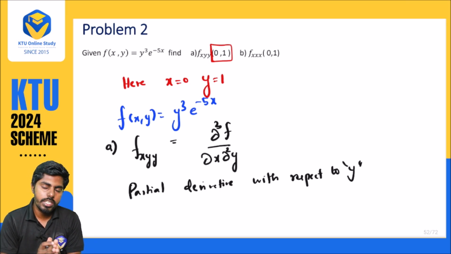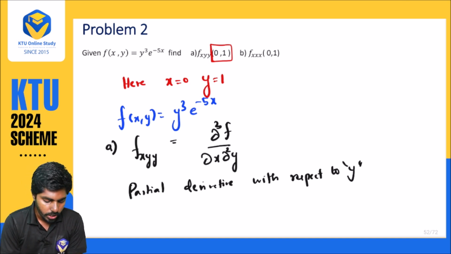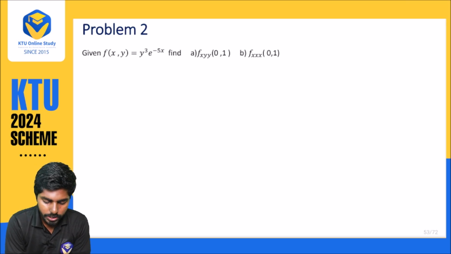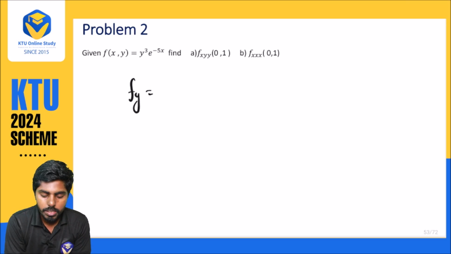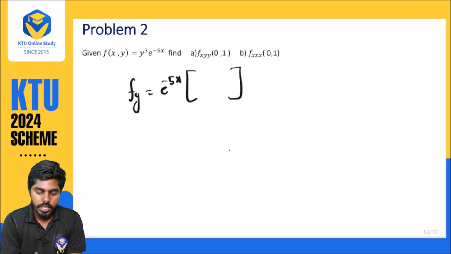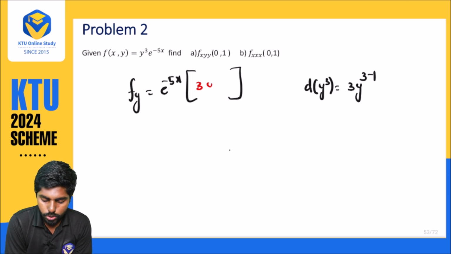We can either do x first then y, or you can take f of y first and then take the partial derivative with respect to x. At last you can take it in reverse order as well. So with respect to y, f of y, treating the other term as a constant. So e power of minus 5x is a constant. When we take the derivative of y cube, this is nothing but 3 into y power 3 minus 1. So we will be getting 3 into y square.